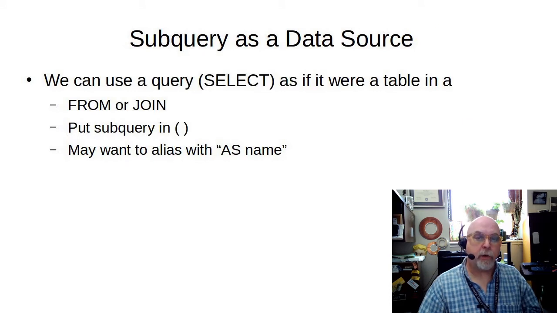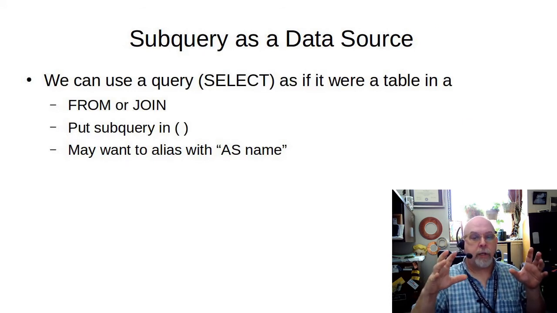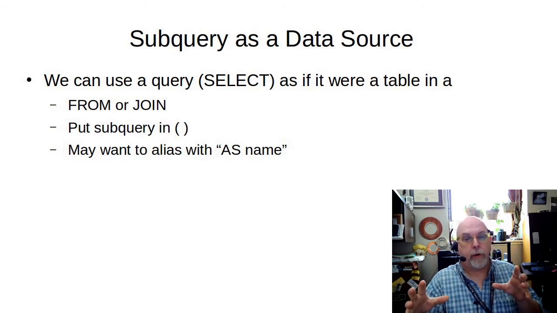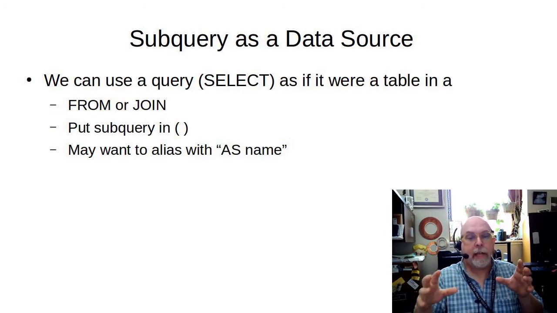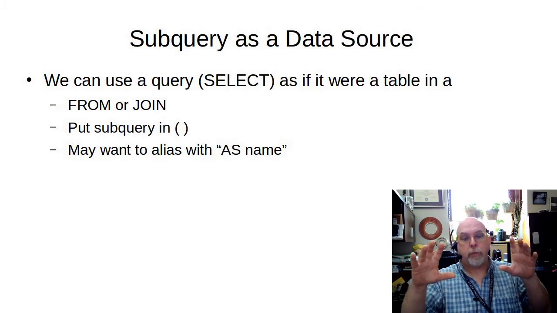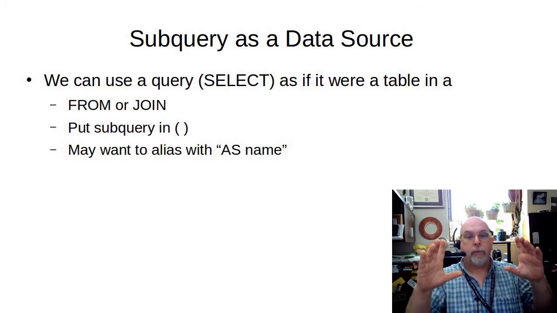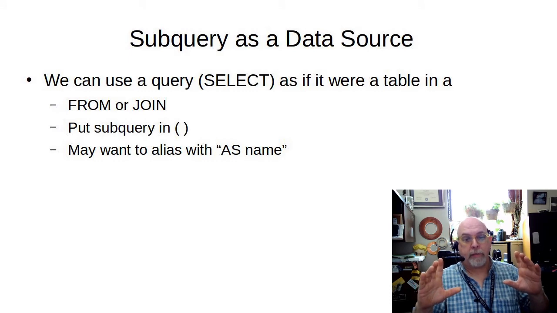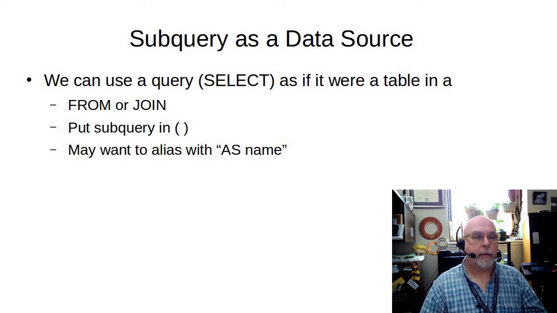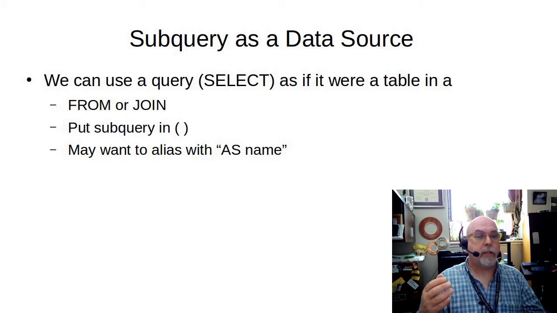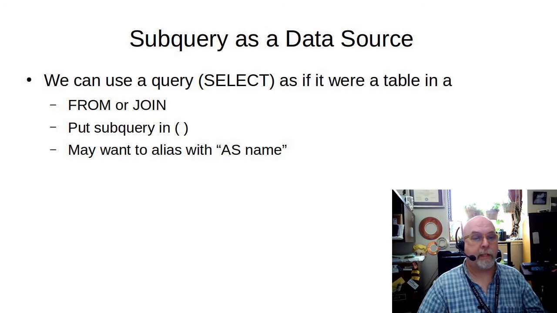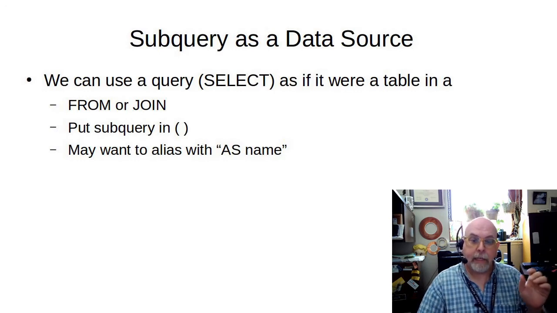In this presentation, we're going to look at how to use a query inside of another query, using a query as a data source. Basically, we'll execute a query, and then we'll use that in the from clause of another Select statement to execute a second query. So we're going to use a query inside a query. We're going to see how to do that using it in a from or a join clause, how to put the subquery in parentheses, and using the as to alias that subquery as kind of a temporary table name.